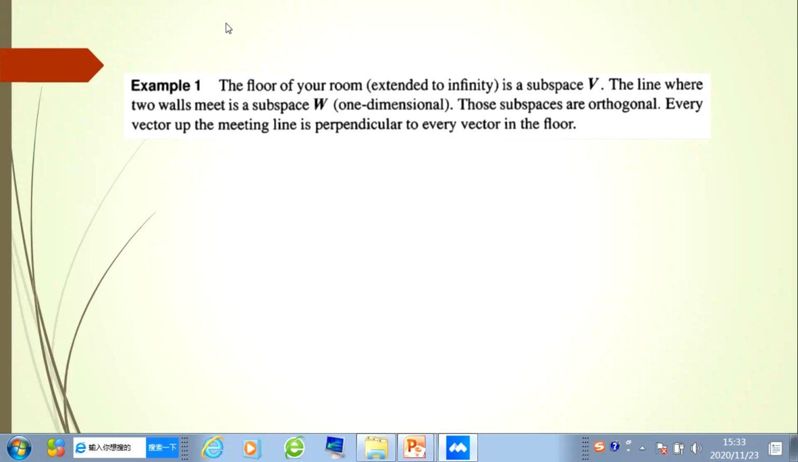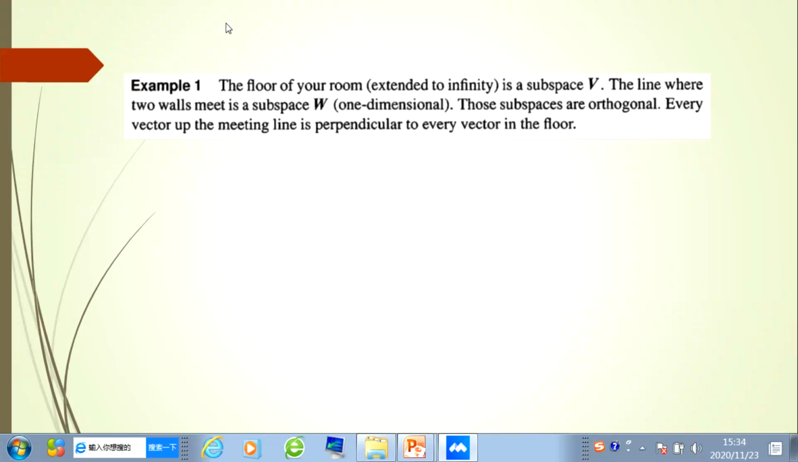So we said this line is perpendicular to the floor, and the floor is a plane, right? There, the V and W: the floor is a plane in R3, so it's a subspace in R3. And that vertical line is also a line, a subspace in R3. So those two subspaces are perpendicular to each other, or those two are orthogonal.